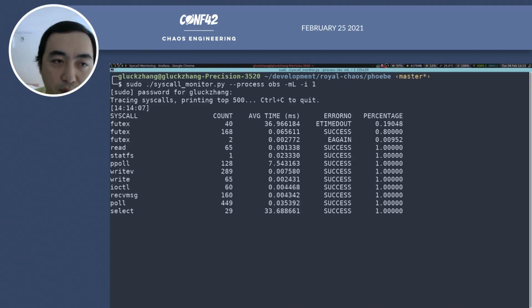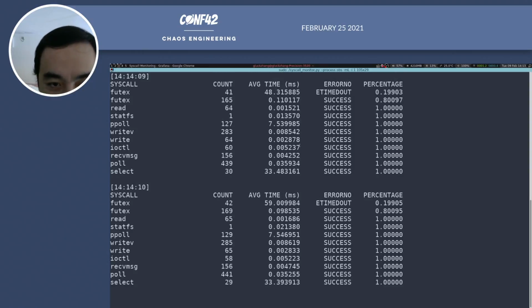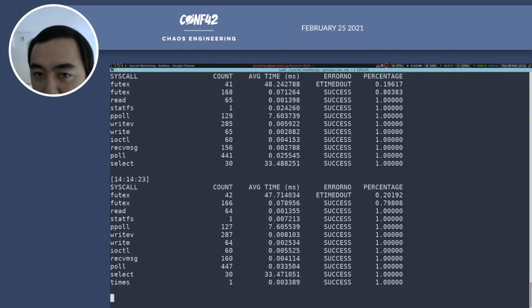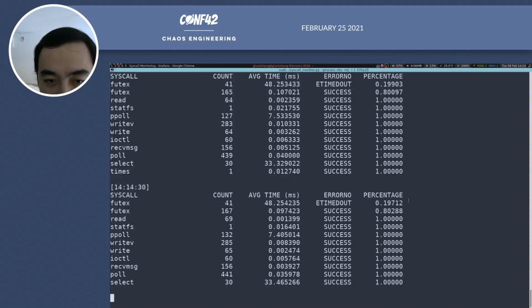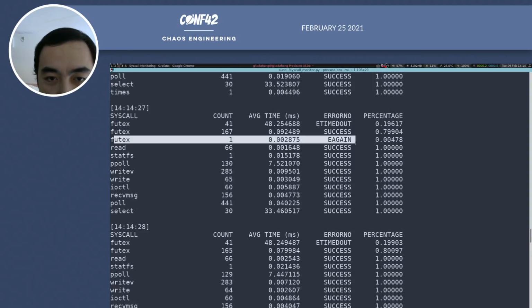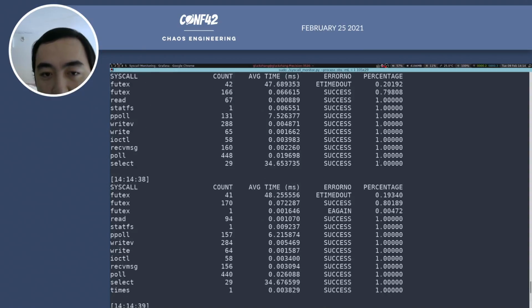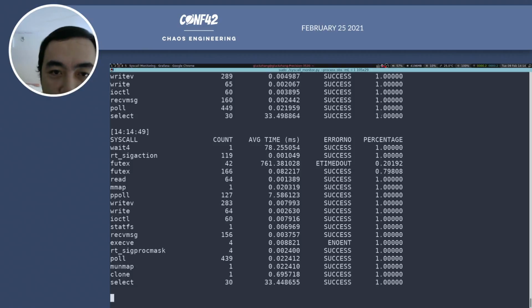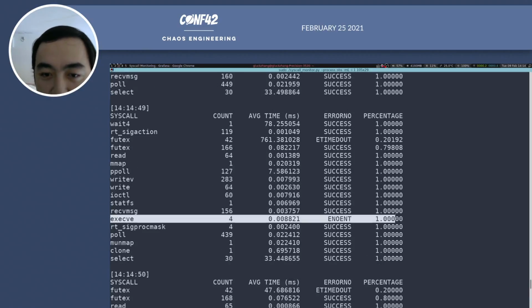Okay, so now we can see that OBS indeed makes lots of system call invocations, and the types are here: futex, read, write, etc. We see different counts of the system call invocations, and most of the system calls succeed. But we can still see some of the system calls failed, and we can see the percentage of these failures. Behind this futex system call, we also have EAGAIN. Most of them are futex, but if we keep watching for maybe 1 or 2 minutes, I think we will observe more failures.